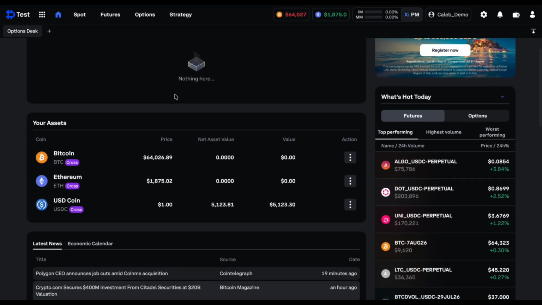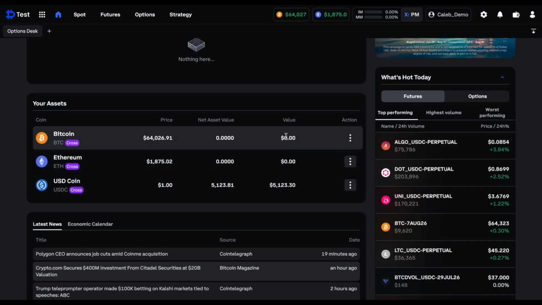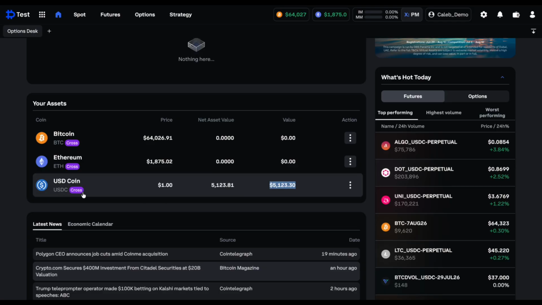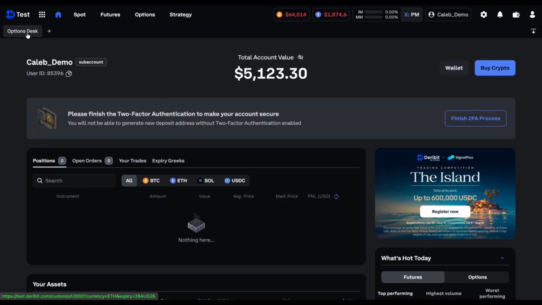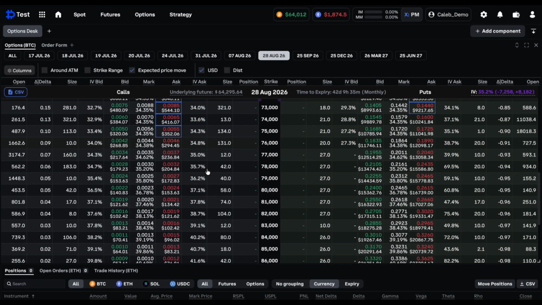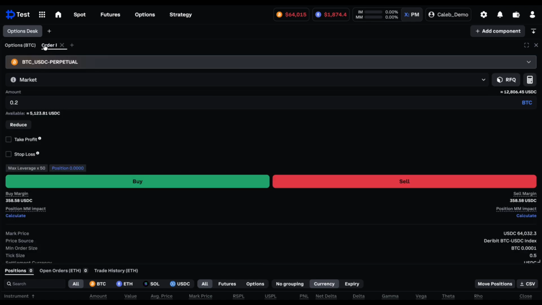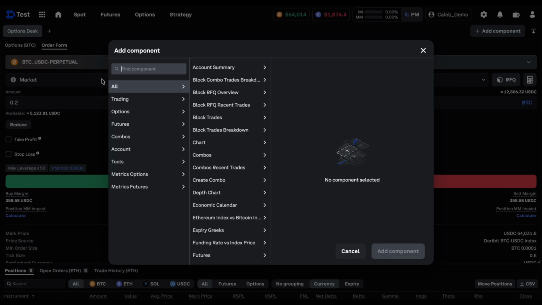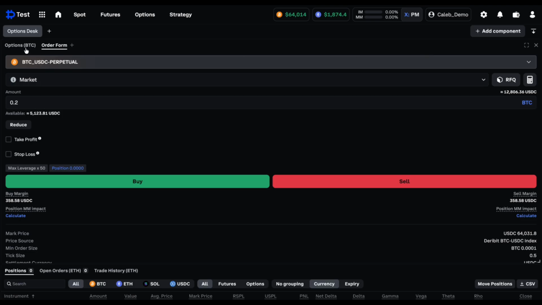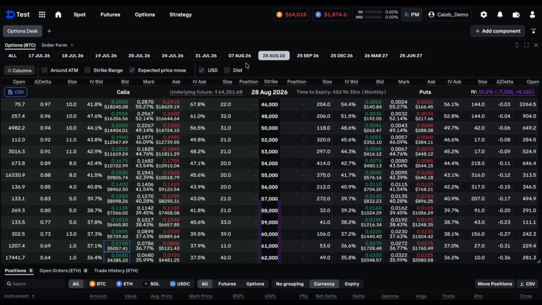So this is Deribit, how it works. As you can see, there's the Bitcoin price, Ethereum, and my current value. I don't have any Bitcoin or Ethereum, but I have 5,000 USD. And you can create a tab here, which I've created. Once you come here, it brings you to the options chain, which is what you see here. This is a Bitcoin options chain, and there's also an order form. It's not really user friendly, I'm not going to lie. It can be a little bit intimidating, but with time, if you go through it step by step, you'll get it. I will probably do a tutorial on how to use the platform fully at a later stage, but for now, I just want to explain the basics.